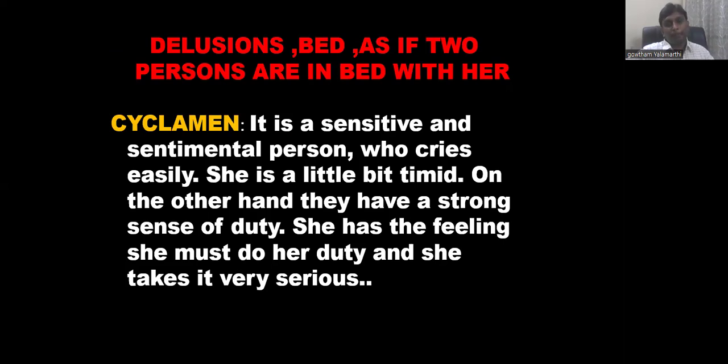Next, delusion, bed. As if two persons are in bed with her. So the drug Cyclamen: she has the delusion that there are two persons in the bed. So what is Cyclamen? It is a sensitive and sentimental person who cries easily. She is a little bit timid personality. They have a strong sense of duty. She has the feeling she must do her duty and she takes it very seriously.